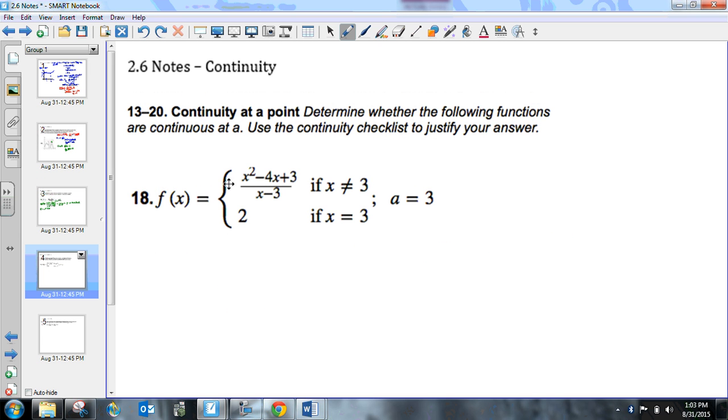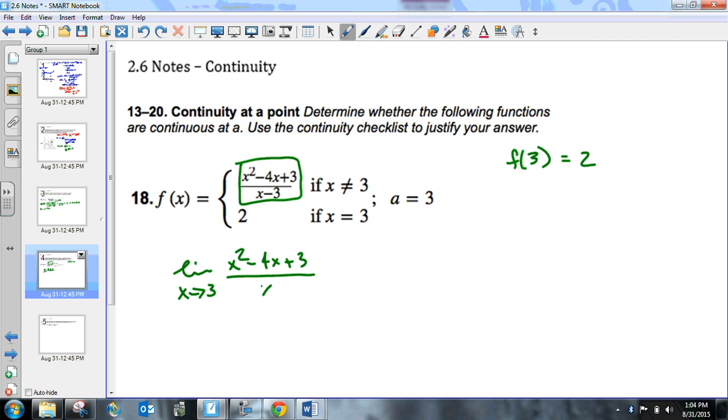The first thing I want to do is find, well, what's f of 3? We've got this piecewise function here. The function exists for all these values except when x is equal to 3. When x is 3, we get a y value of 2. So at f of 3, we get 2. Now I want to take the limit of this top part. If I find the limit as x approaches 3 of x squared minus 4x plus 3 all over x minus 3, if I plug 3 in, we're indeterminate.